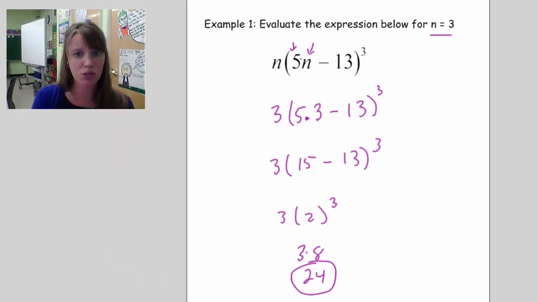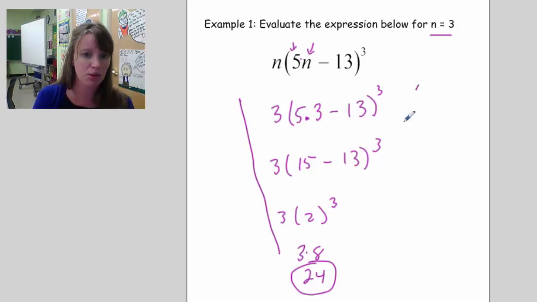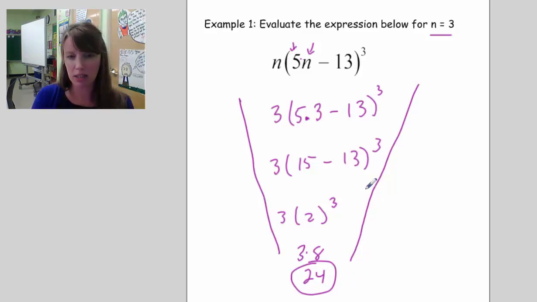So the first thing you do is you substitute the value in for the variable. Okay, and then you start to use your order of operations to reduce it. Now, you might have seen this in 7th grade where this is a funnel shape because every step you're reducing it by at least one operation.